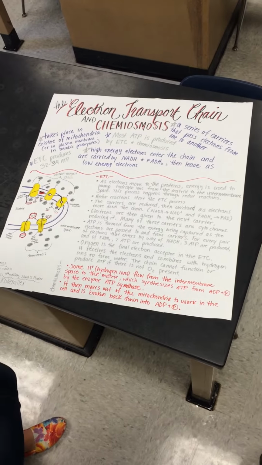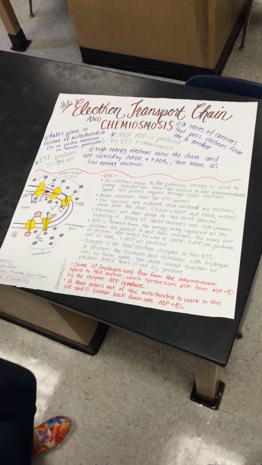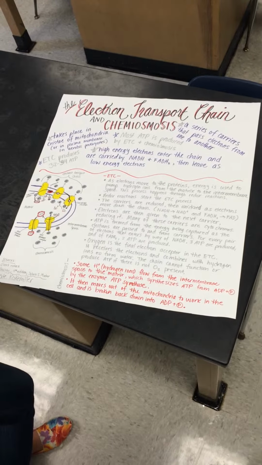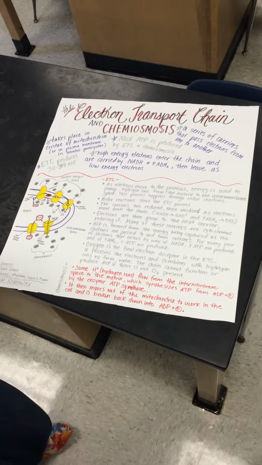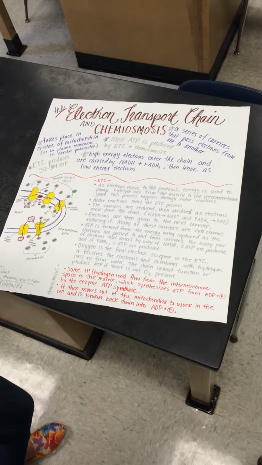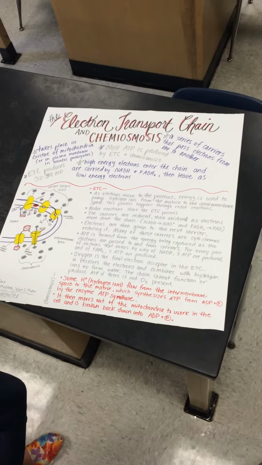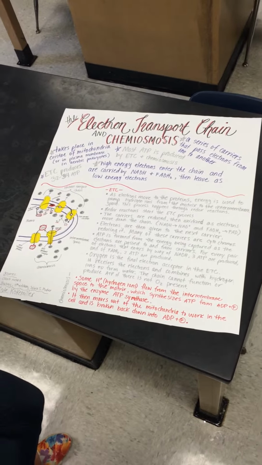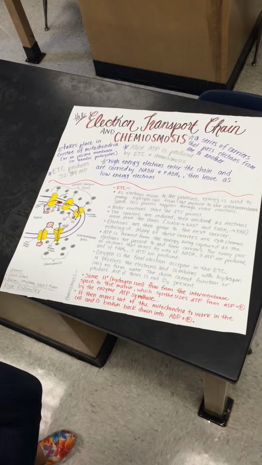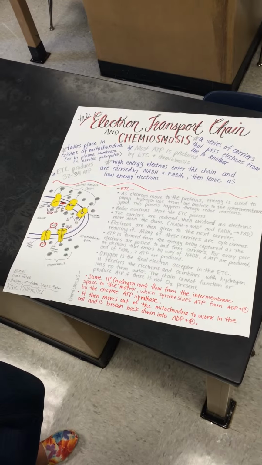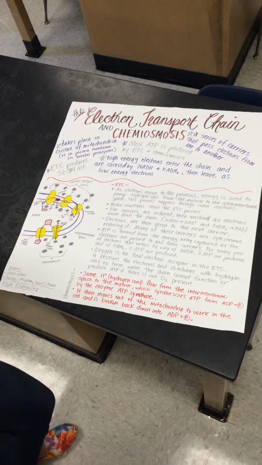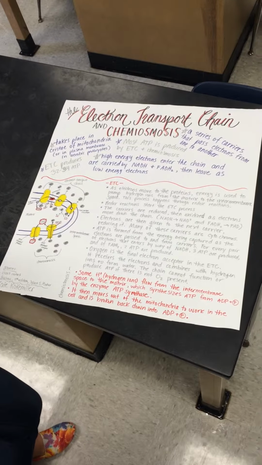I'm going to be going over the electron transport chain and chemiosmosis. It takes place in the cristae of the mitochondria, or in aerobic prokaryotes in the plasma membrane. It's a series of carriers that pass electrons from one to another. Most ATP is produced by the electron transport chain and chemiosmosis.